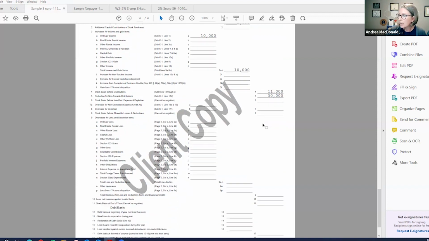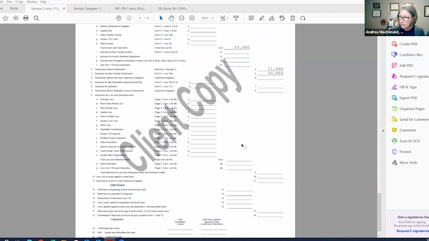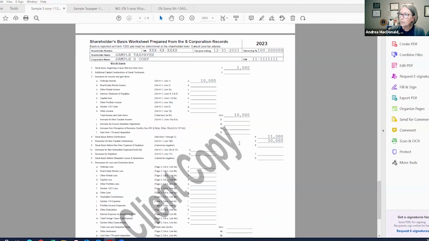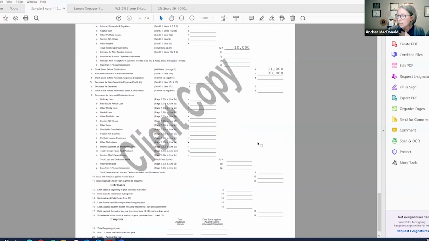So in this example, as you can see on this basis worksheet, and the worksheet that your software puts out should look something very similar to this, the stock basis at the end of the year, line 11, is blank because it's 0. 11,000 minus 30,000 is a negative number. Basis is never negative, so it's just 0. This means that they took distributions in excess of basis of $19,000.